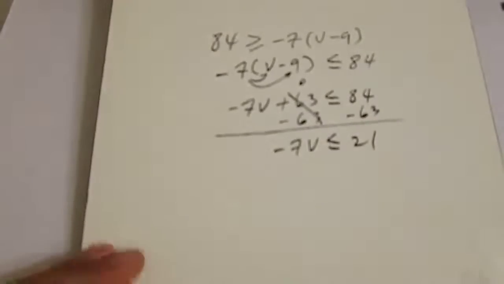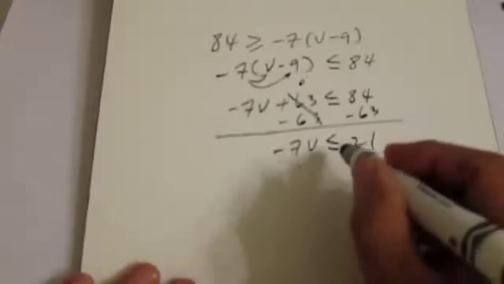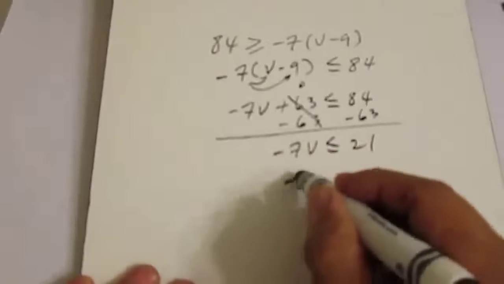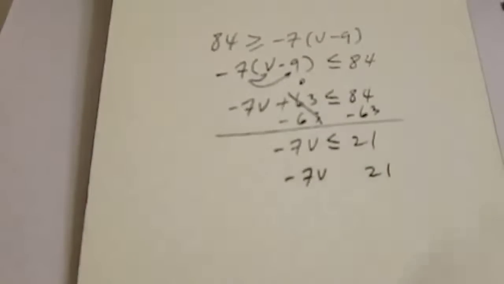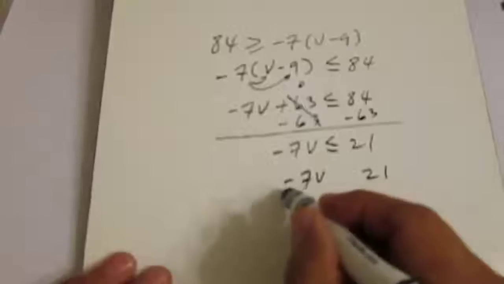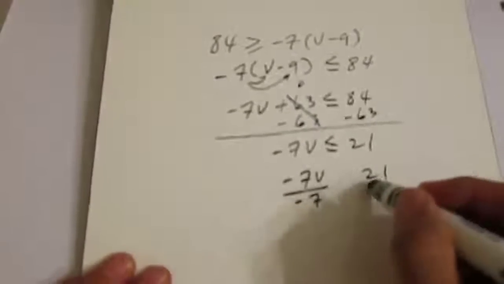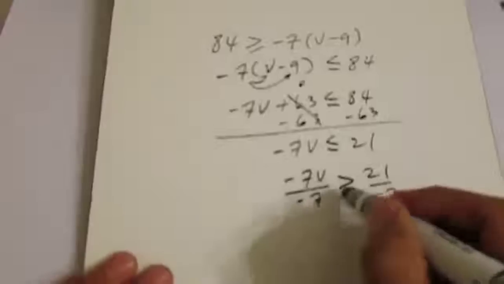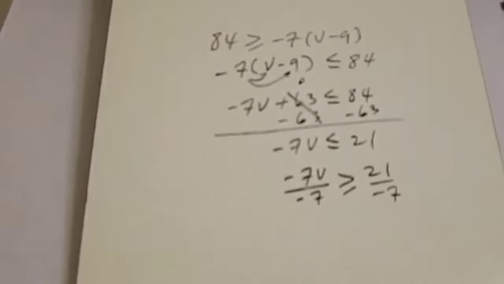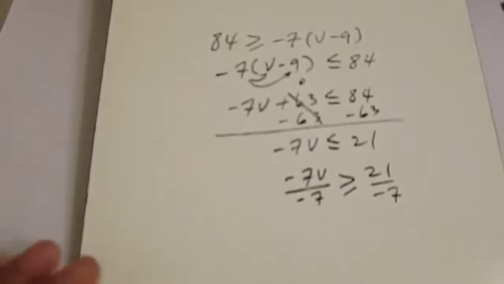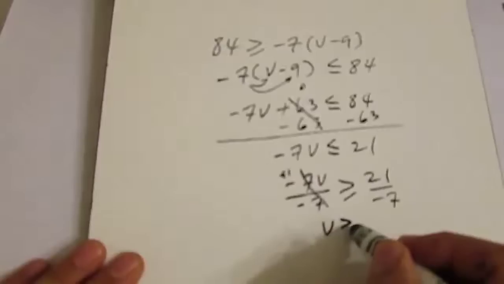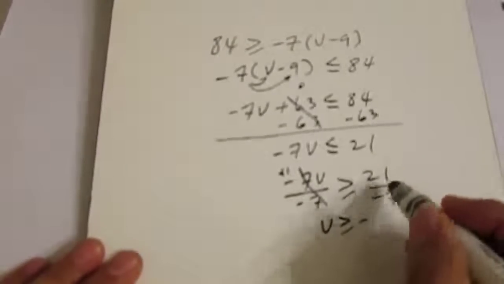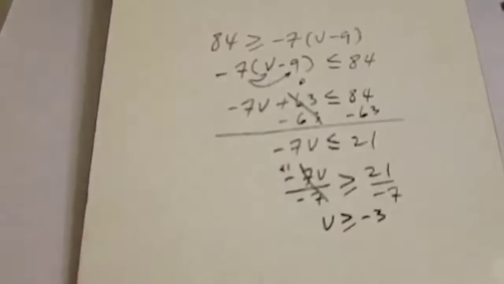Yeah. Okay, and at this point, I'm going to rewrite them because I got a negative in front, just to not get confused. This is the best way to do this. I rewrite them, and then I'm going to divide by negative 7 on both sides and switch that sign around. Now I'm all clear about this. So that's going to go into positive 1. So we got v is greater than or equal to negative 3. Okay, that wasn't too bad.